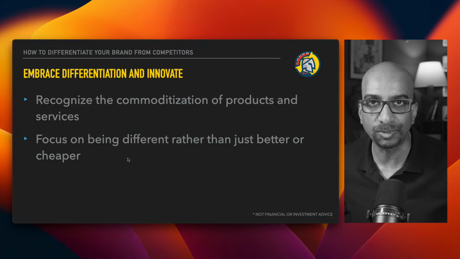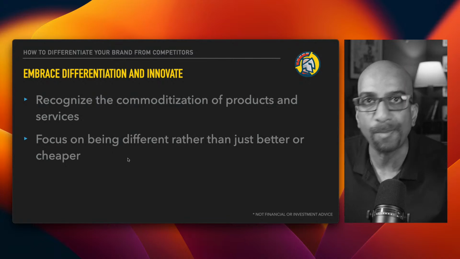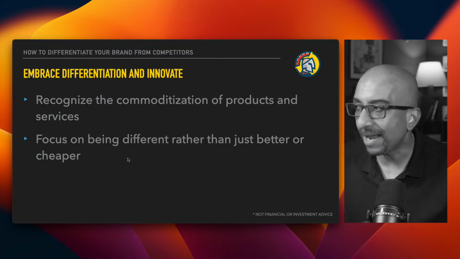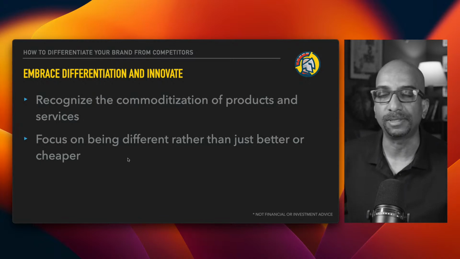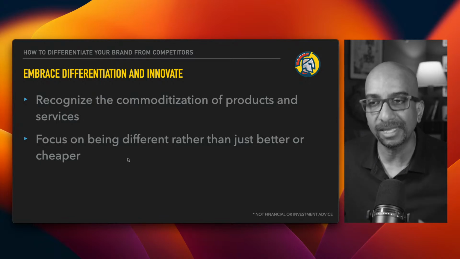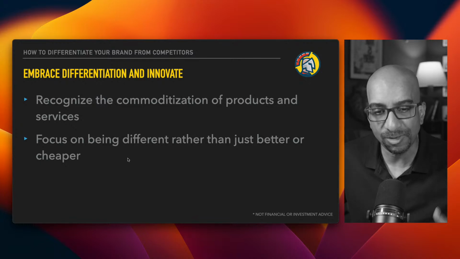And then somebody else will try to outdo them. So it's a race to the bottom, right? And you don't want to be a part of that. So stay away from trying to be better or cheaper, especially cheaper. Stay away from that. Always think of, how can I charge more? That should be the question. How can I charge more?